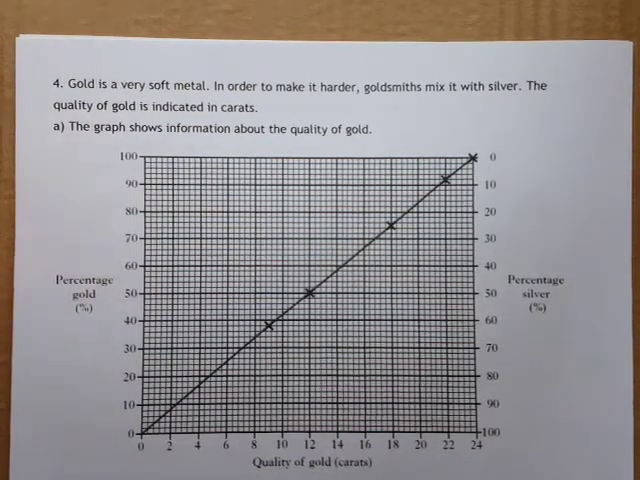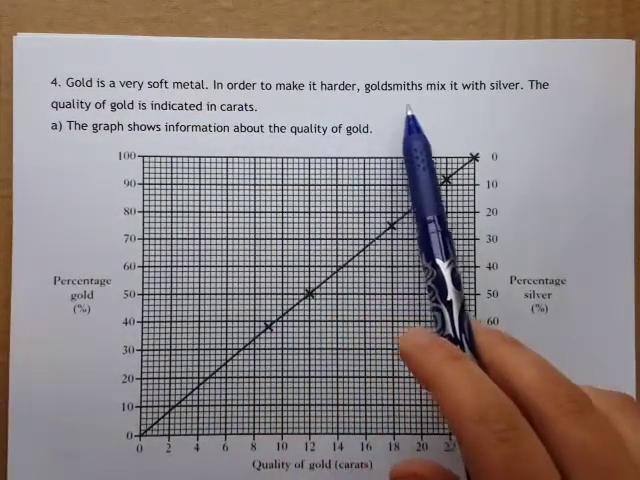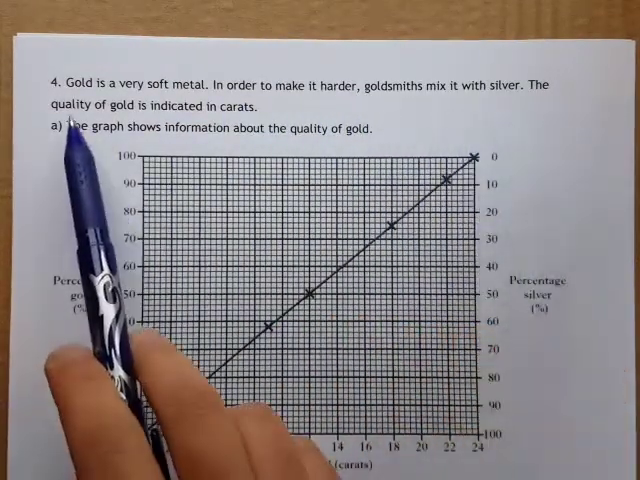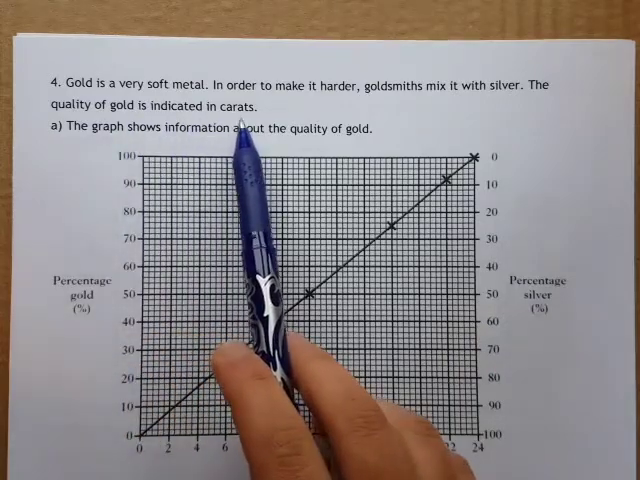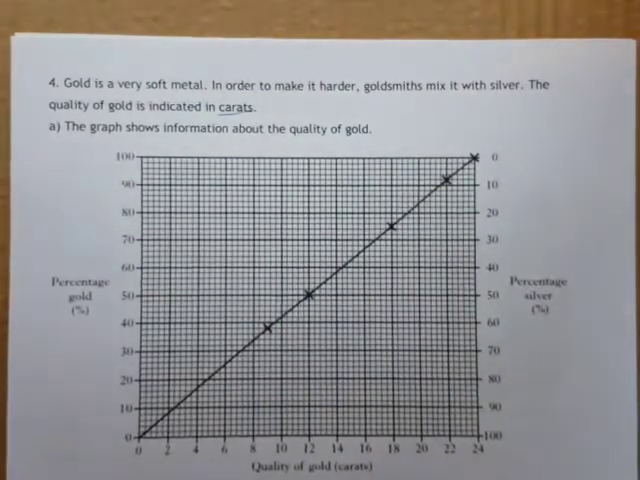Okay, question 4. Gold is a very soft metal. In order to make it harder, goldsmiths mix it with silver. The quality of gold is indicated in carats. Okay, so that's a new word. And if it's a new word, then it's probably going to be a problem-solving question. And in problem-solving questions, the question will give you all the information you need to answer the question.